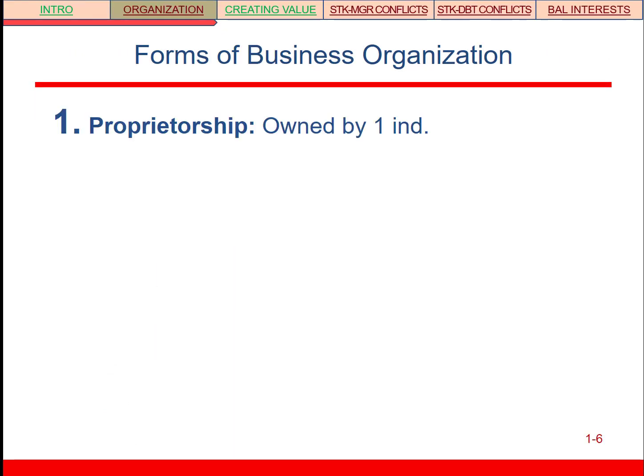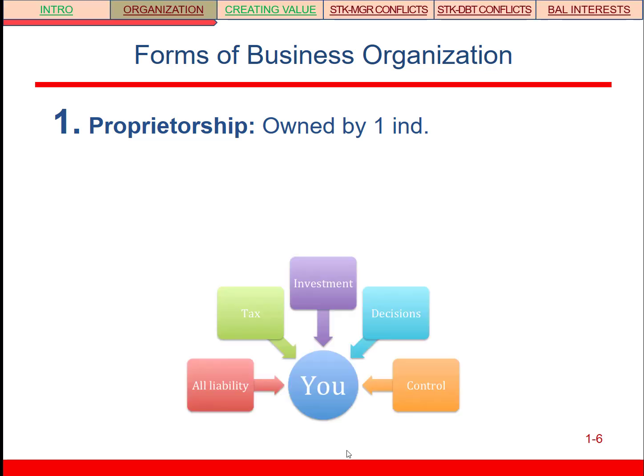Now let's talk about different forms of business organizations. The first one is called proprietorship. It is an unincorporated business owned by one individual only. Everything is that person, meaning taxes, investments, decisions, control, everything is managed by the owner.